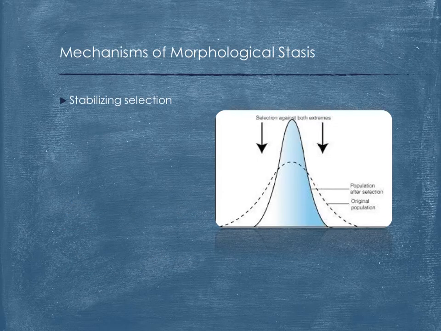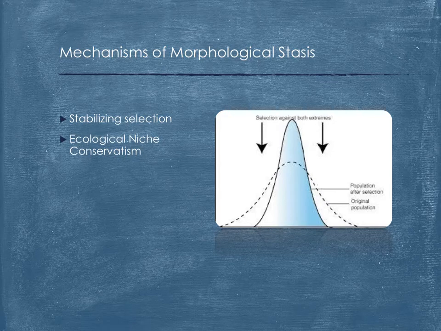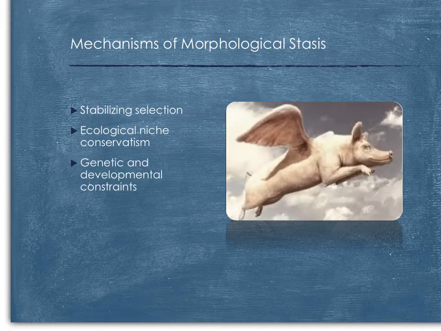The first is stabilizing selection. So under often stable environmental conditions, we can see selection acts against both extremes in variation of a phenotype, and instead will select for the common or the normal. Another mechanism is ecological niche conservatism. Now, this is just that often the descendants of these fossilized relatives live in very similar ecological conditions. And the last is that there are genetic and developmental constraints which will limit the possible phenotypes that can be created.